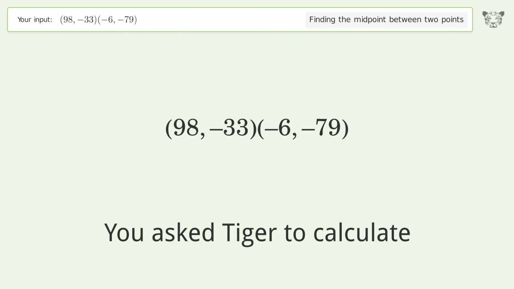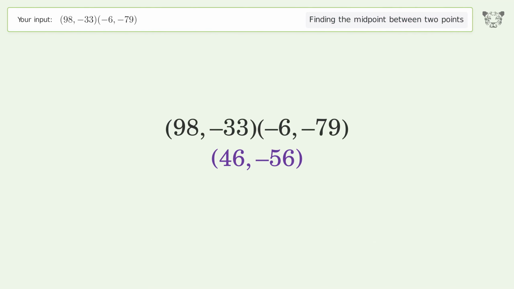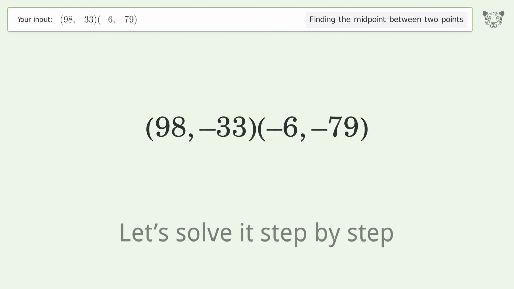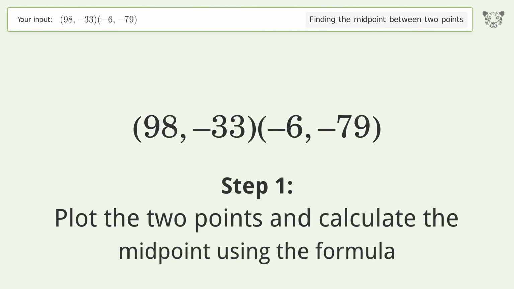You ask Tiger to calculate. This deals with finding the midpoint between 2 points. The midpoint between the 2 points is 46, negative 56. Let's solve it step by step. Plot the 2 points and calculate the midpoint using the formula.